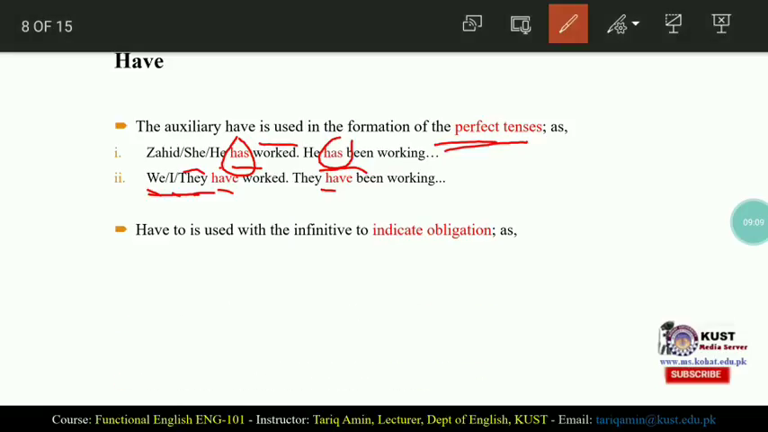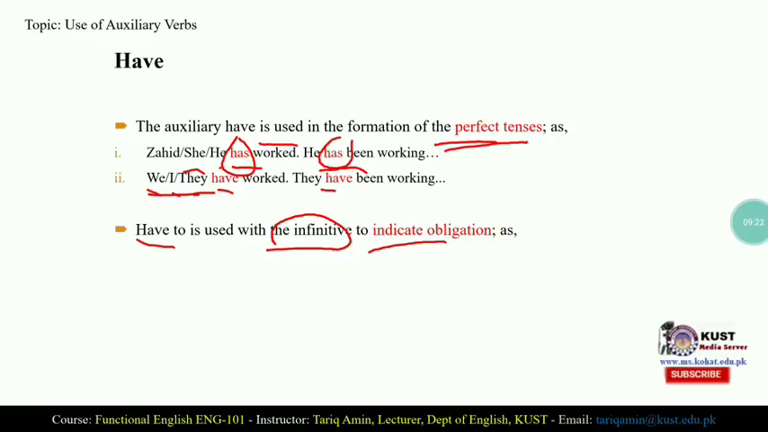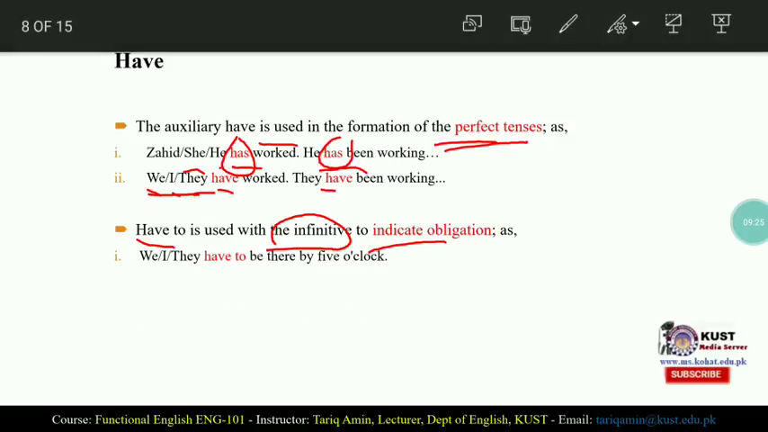And have to is used with the infinitive to indicate obligation. When it is used with the infinitive, it indicates obligation. For example, we have to be there by 5 o'clock. I have to be there by 5 o'clock, or they have to be there by 5 o'clock. In this example, have to has been used, and it indicates obligation. It means that we must be there by 5. It is obligatory for us to be there by 5 o'clock.